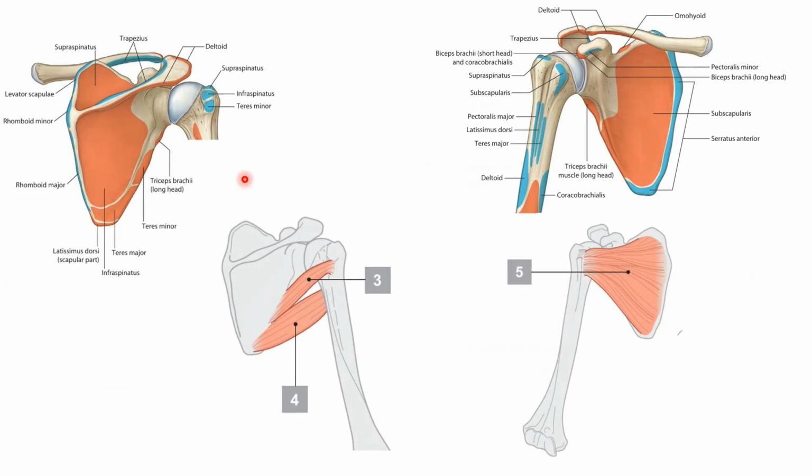Okay, and you can understand this is the teres minor, involved in lateral rotation of the arm and adducting the arm, and this is teres major, involved in medial rotation of the arm and adducting the arm, and both are involved in stabilizing the shoulder joint. And this is the subscapularis muscle, involved in medial rotation of the arm and stabilizing the shoulder joint.